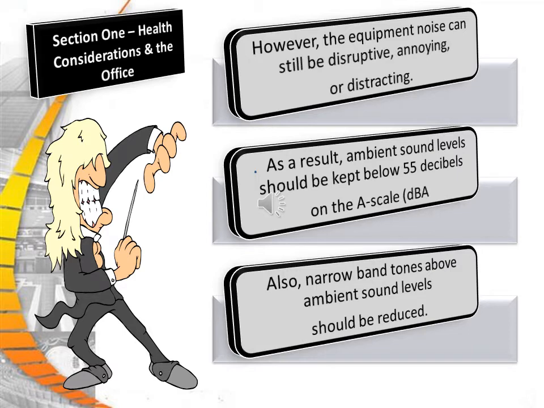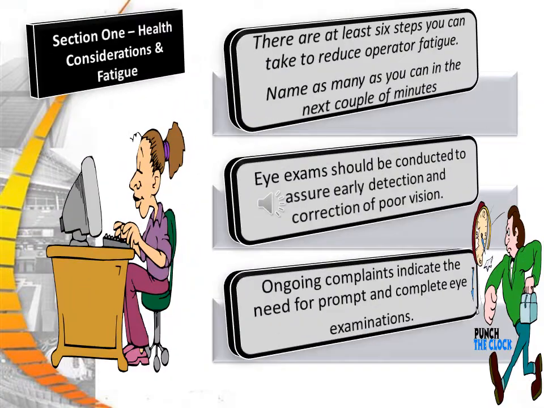Remember, equipment noise can be disruptive, annoying, or distracting. As a result, ambient sound levels should be kept as close to 55 decibels as possible on the A scale. There are at least 6 steps you can take to reduce operator fatigue on computer stations. Name as many as you can in the next few minutes.